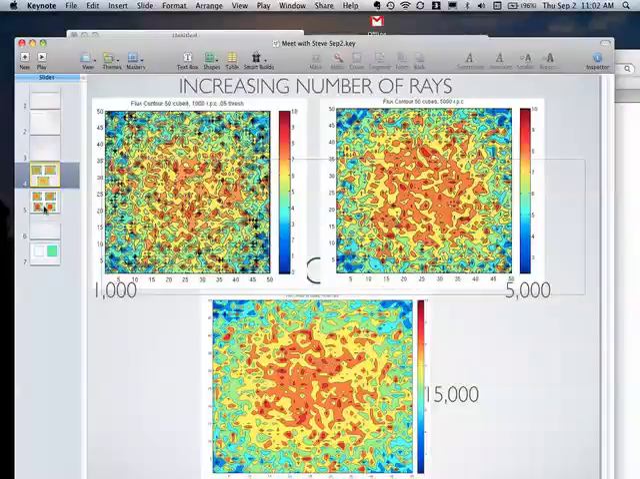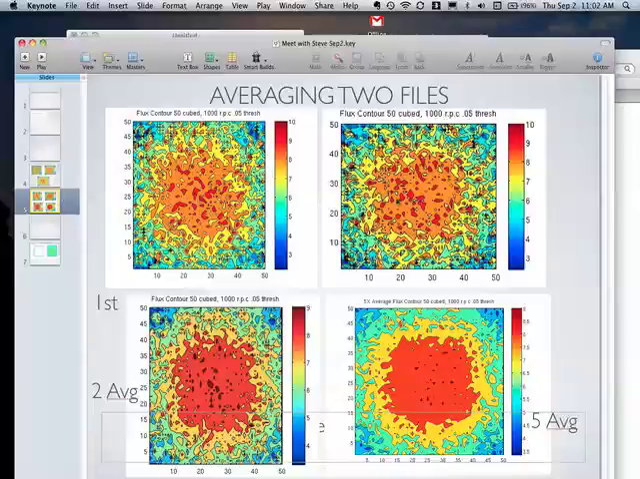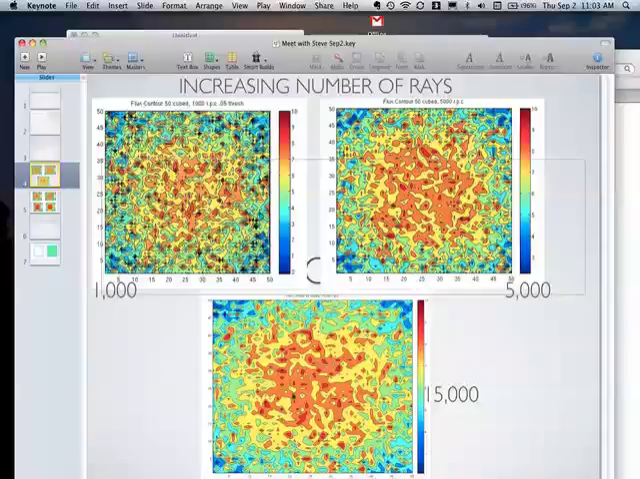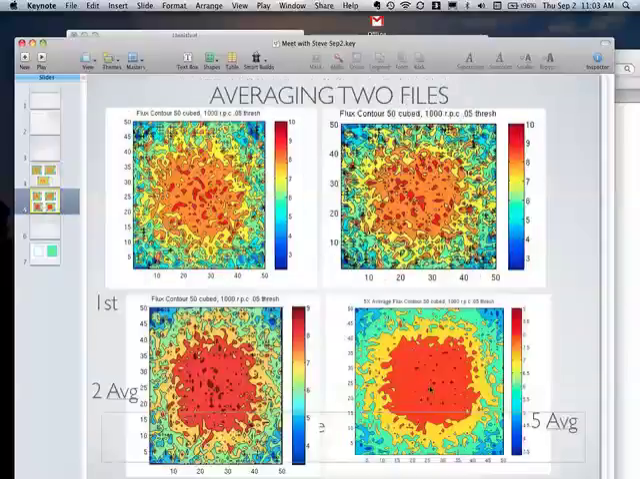But what I found did an even better job was taking the same time step, running it twice and averaging them. So here's an average of 2, and here's an average of 5, only with 1,000 rays per cell. And you can see it's significantly better than 15,000 rays per cell. So we can get better results with essentially 1/3 of the computational time.